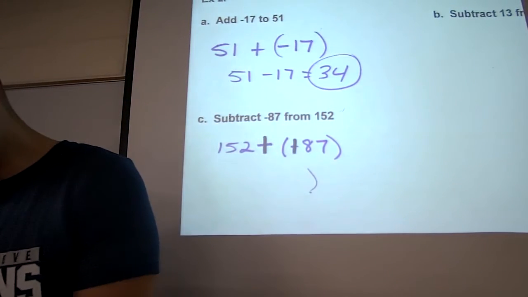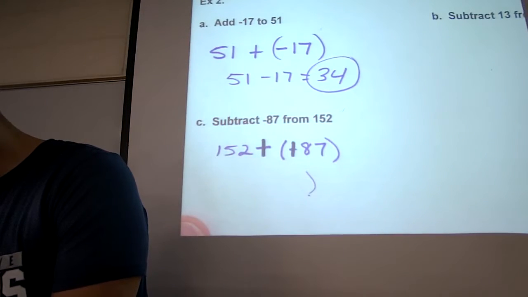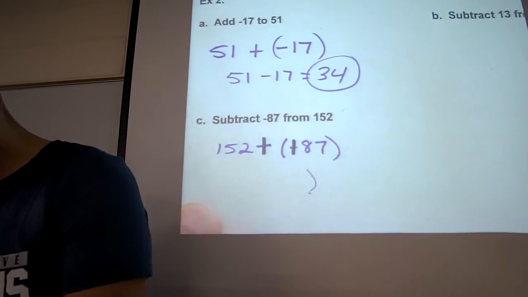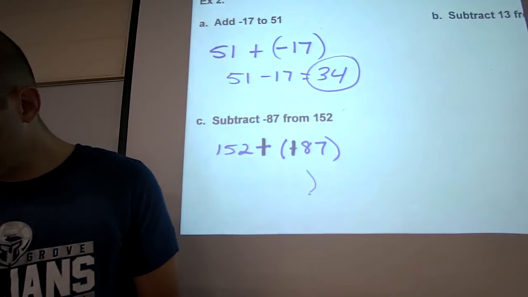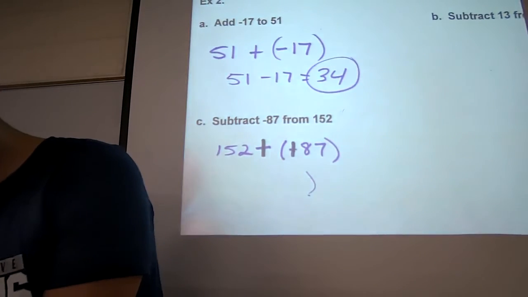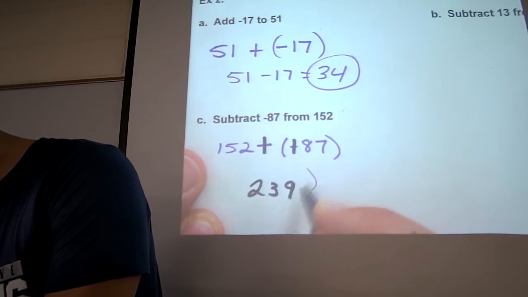And what are you guys getting? What's 152 plus 87? 239. How easy is that? Nice job, y'all.